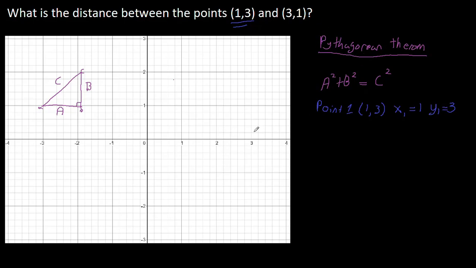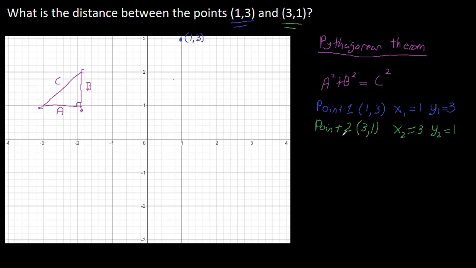Let's graph this really quick. Just like we've done in the past, we go over 1 because the x value is 1, and then we go up 3 because the y value is 3, and we put our point right here. This point is (1, 3). Next, let's talk about the point (3, 1). Point 2 is (3, 1), which means our x2 is 3 and our y2 is 1.